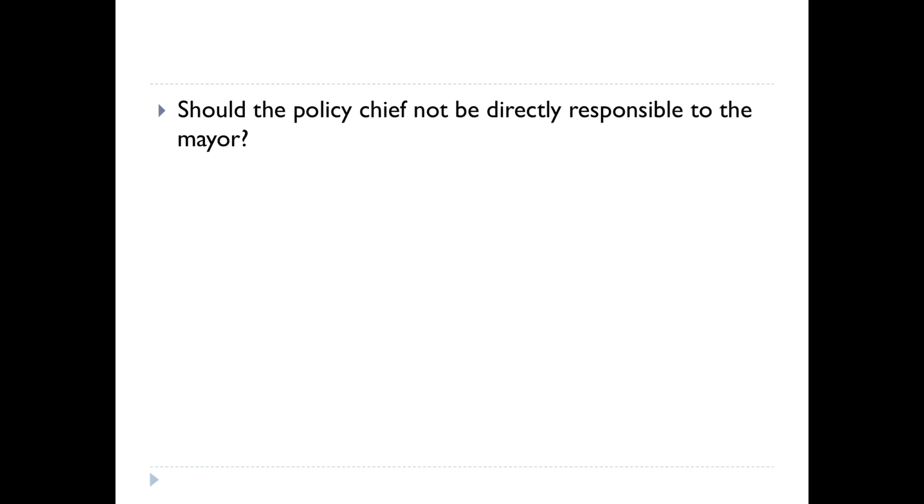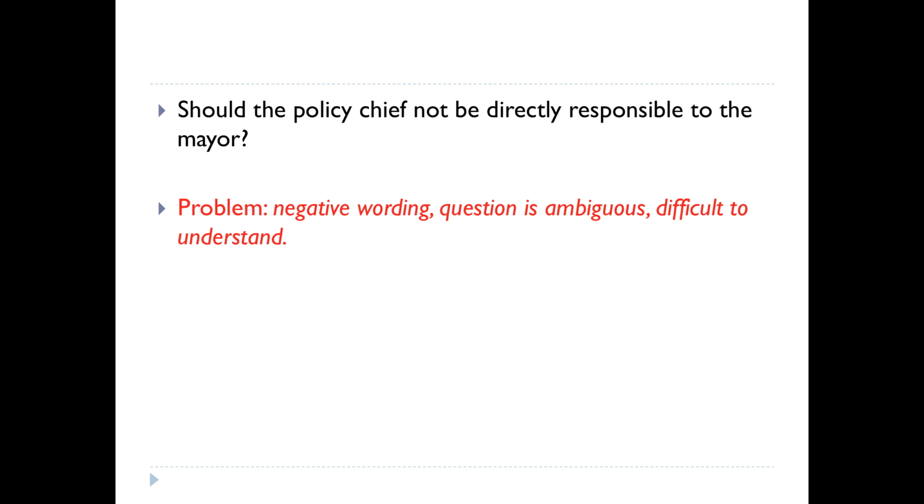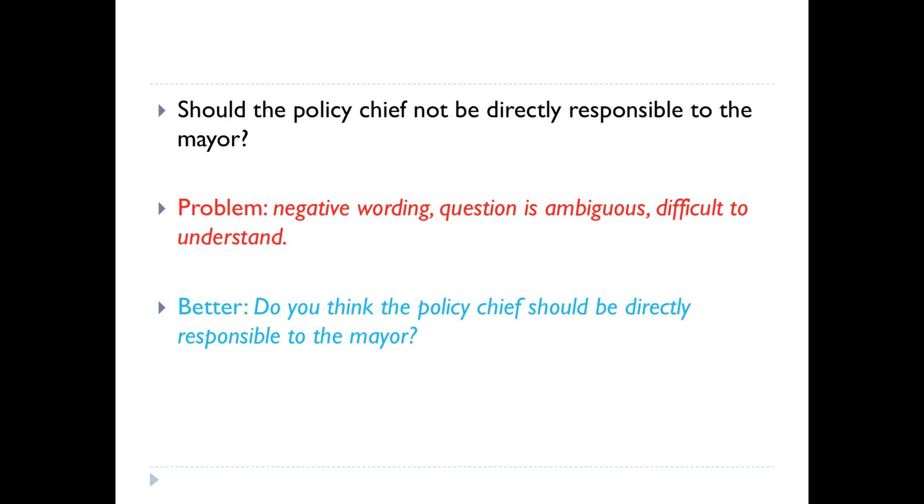Okay, lastly, should the policy chief not be directly responsible to the mayor? Would be an example of negative wording, of course. The negative wording here makes the question somewhat ambiguous and difficult to understand. So again, you're less likely to get an accurate response from people because some people might misunderstand and then answer the question incorrectly. So it's better to ask something like, do you think the policy chief should be directly responsible to the mayor?